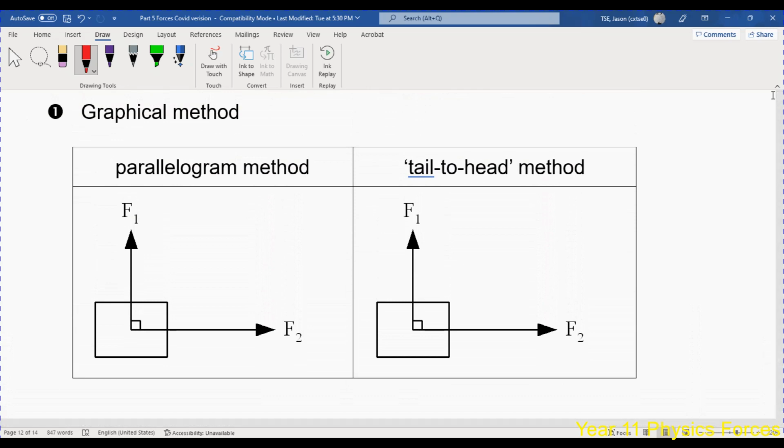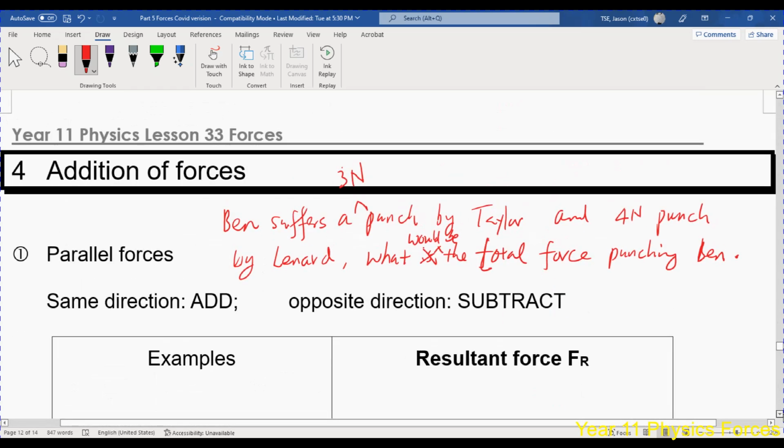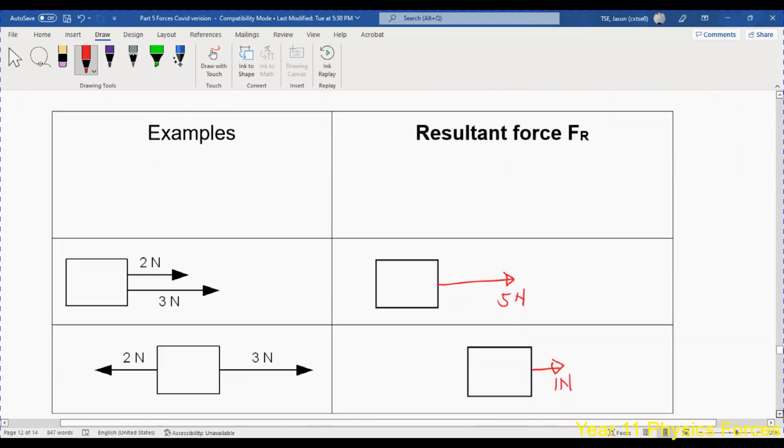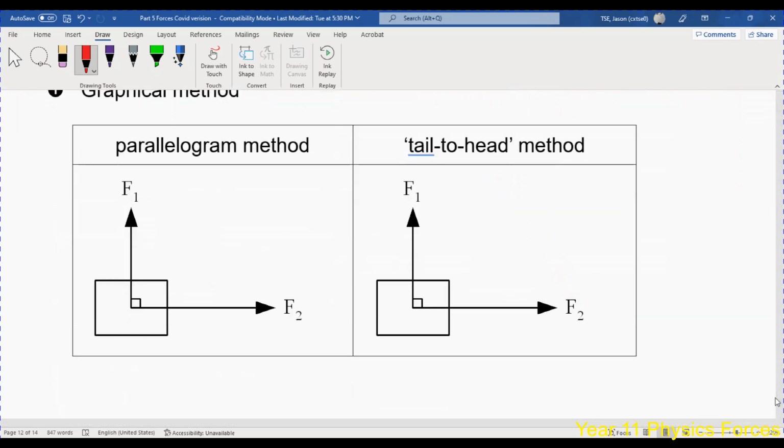Parallelogram method. How can we add two forces like that? If you have two forces not parallel, not like the forces we've just seen, which are either in the same direction or opposite. How about they are perpendicular? You can still add the forces. You can add them like a parallelogram.